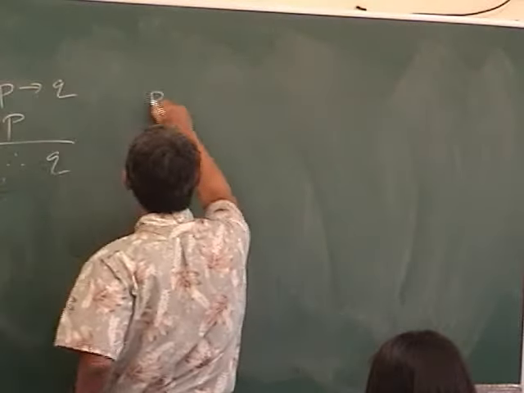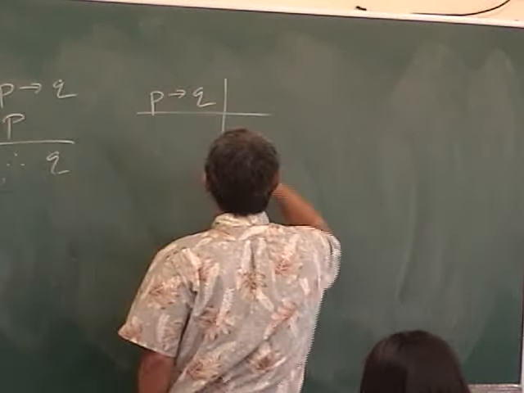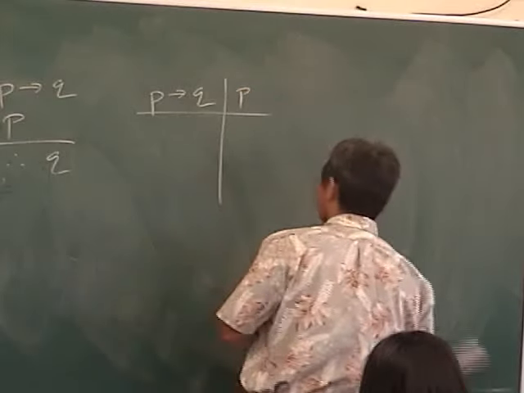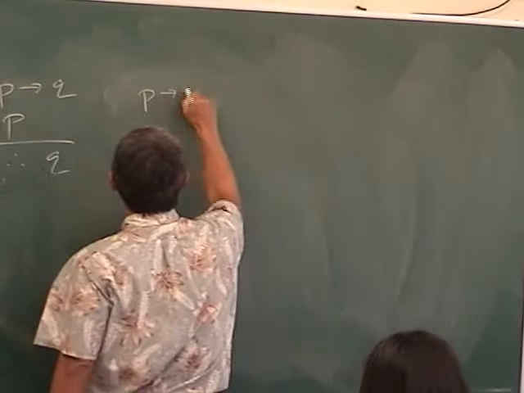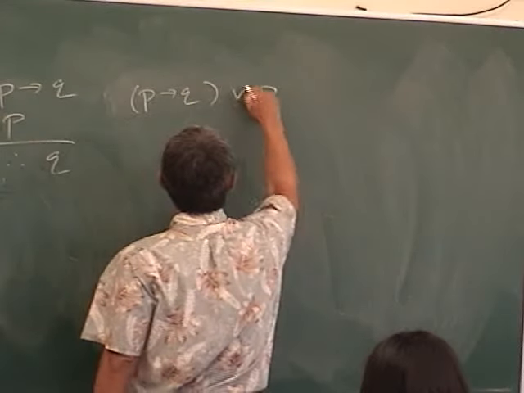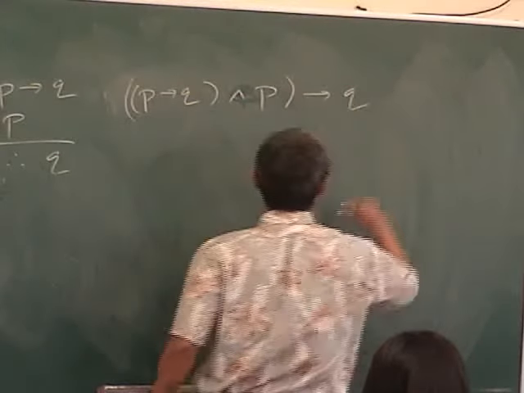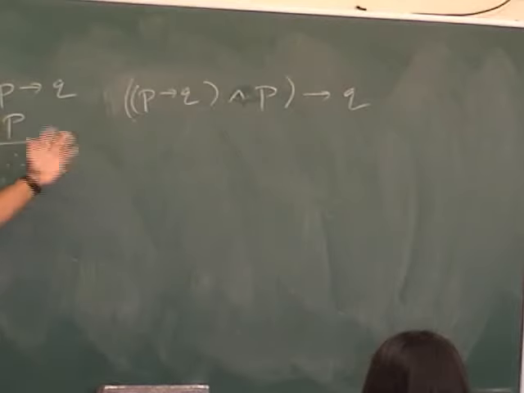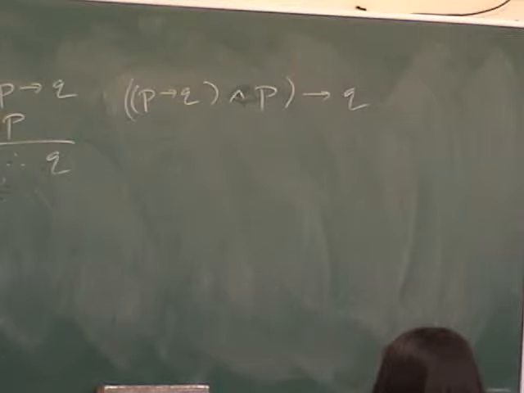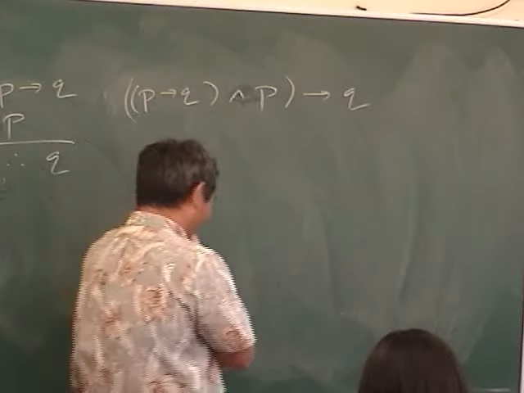So here's the first premise, here's the second premise, and the conjunction of the premises implies the conclusion. If this is a tautology, then this is a valid argument. But we already know it's a tautology. How do I know? You already did this on your homework. Remember the homework on Logic 2 where it came out true every time? That's exactly the same problem. So this is true, and therefore it's a valid argument.